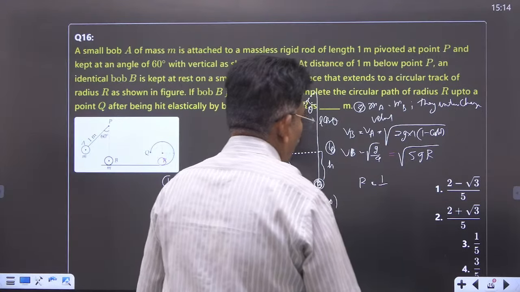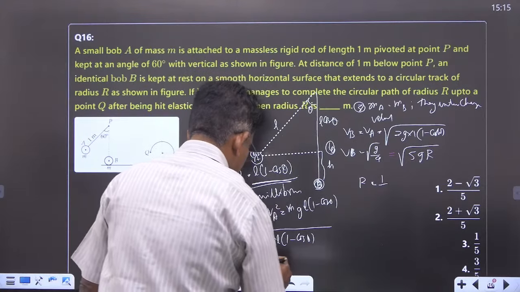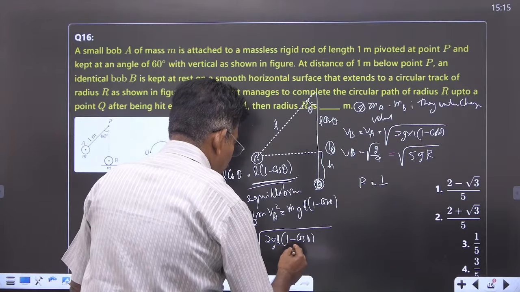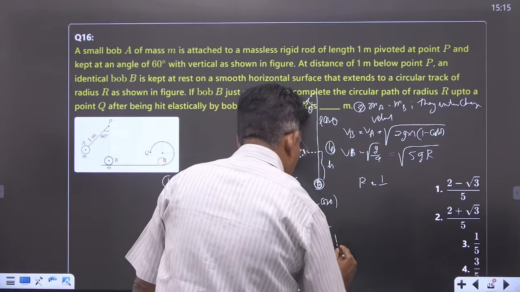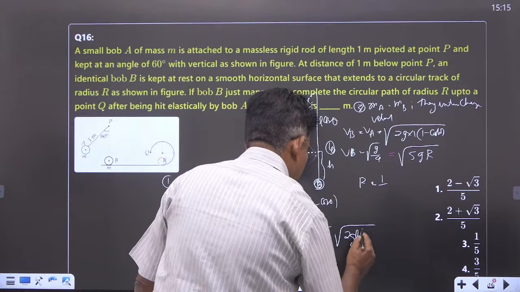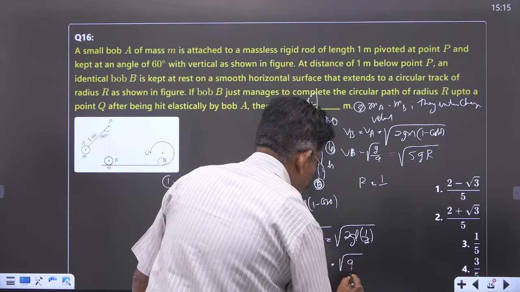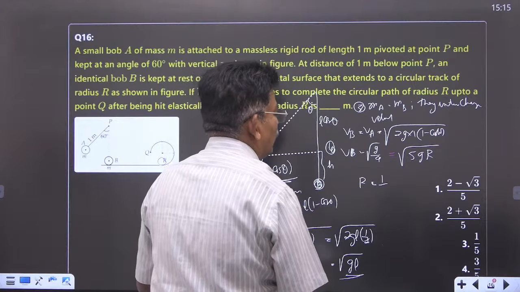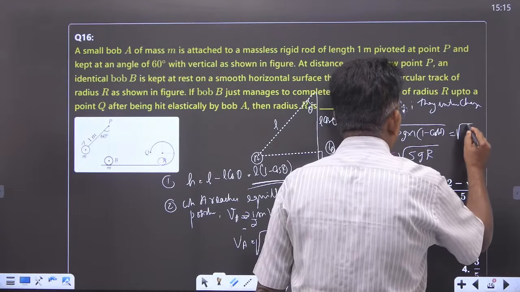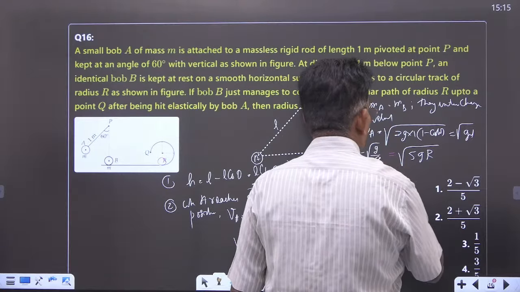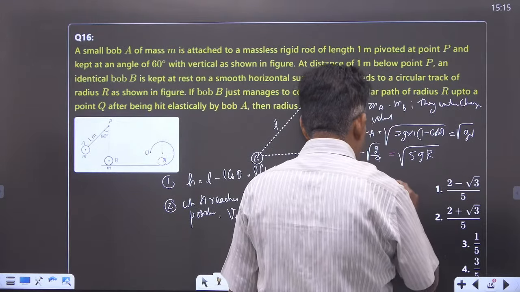Oh, we made a mistake. Yes, look here. What is this? This is not 1 by 4. This is a simple calculation: root of 2GL into 1 by 2. The 2 gets cancelled. It is root GL, not G by 4. That is our mistake, isn't it? So root GL, L is 1 meter. That is root G.